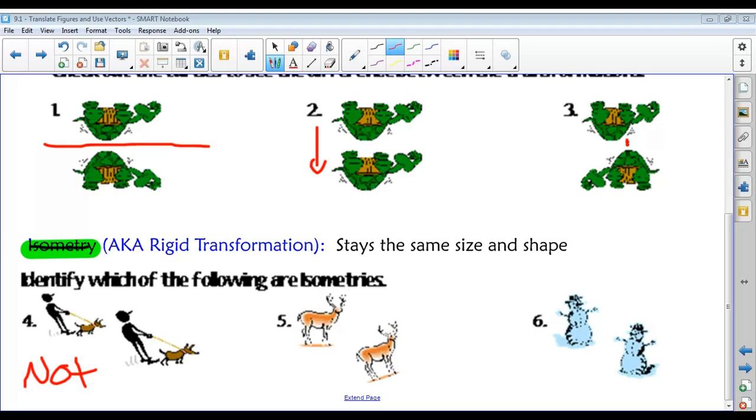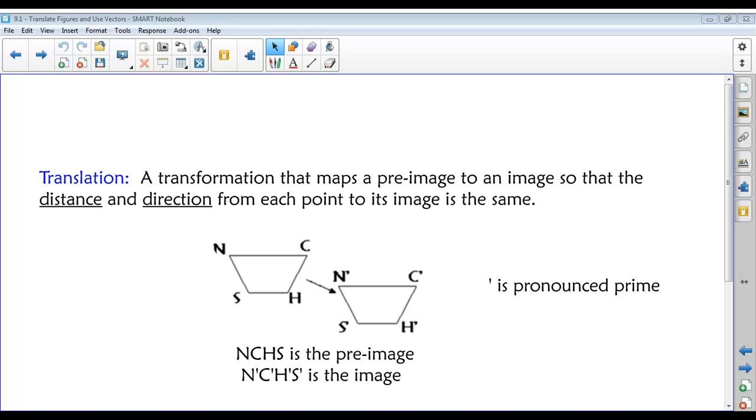So the size has not been preserved. The shape has been, and we will talk about that. That's a different type of transformation, but it's not an isometry. 5 and 6 are both isometries. It looks like in 5 we had a rotation, and in 6 we had maybe a reflection and then a translation, but the size and shape are both preserved in both of those examples.